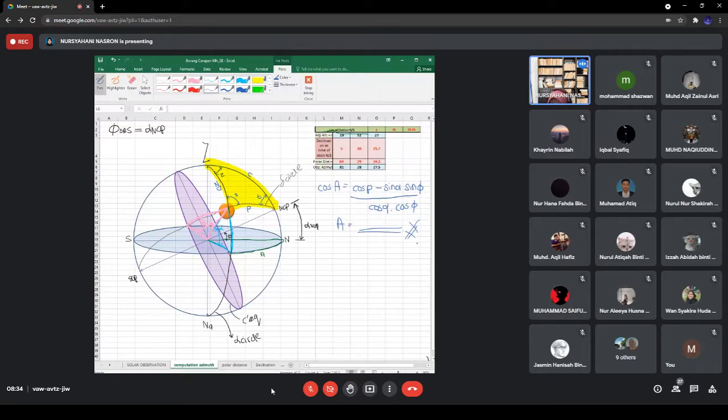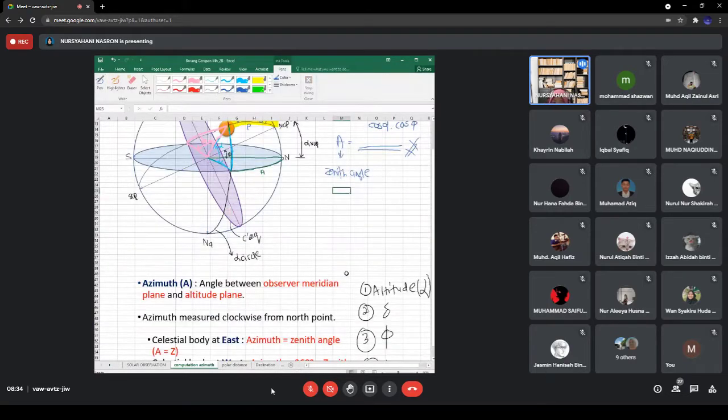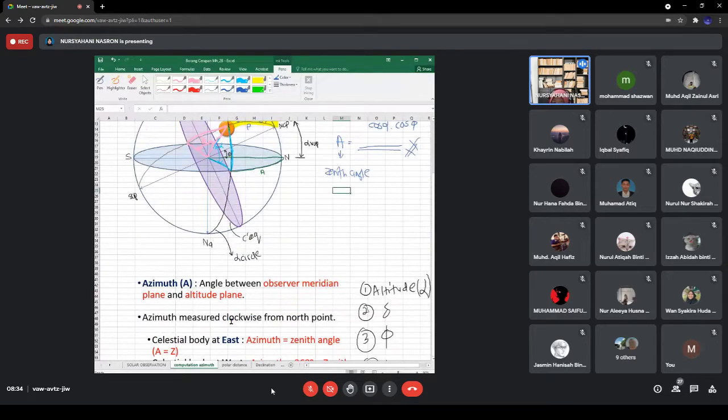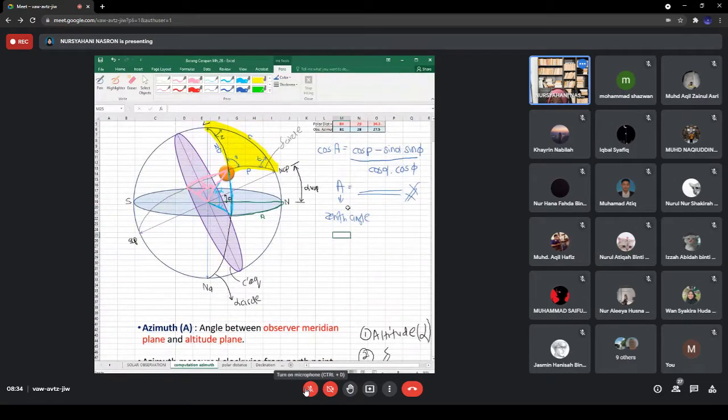But this A means this cos azimuth. The A means the zenith angle. So as we have two sides of the celestial body, east and west, we need to refer again to our time of observation, when we do the observation, in the morning or in the evening.